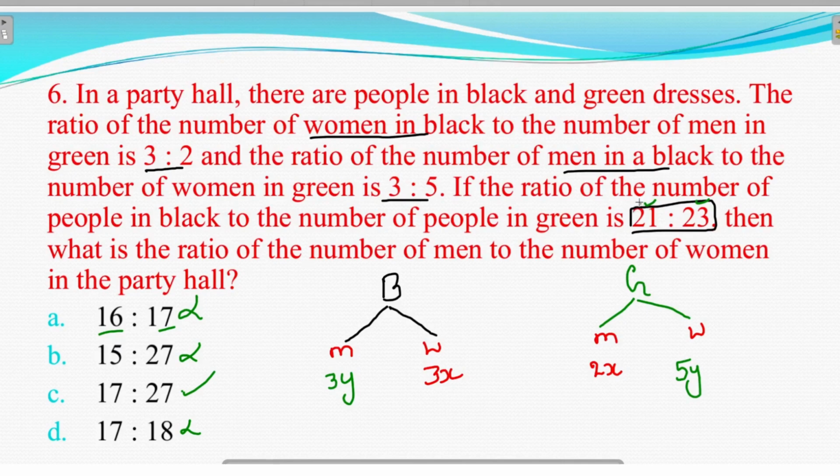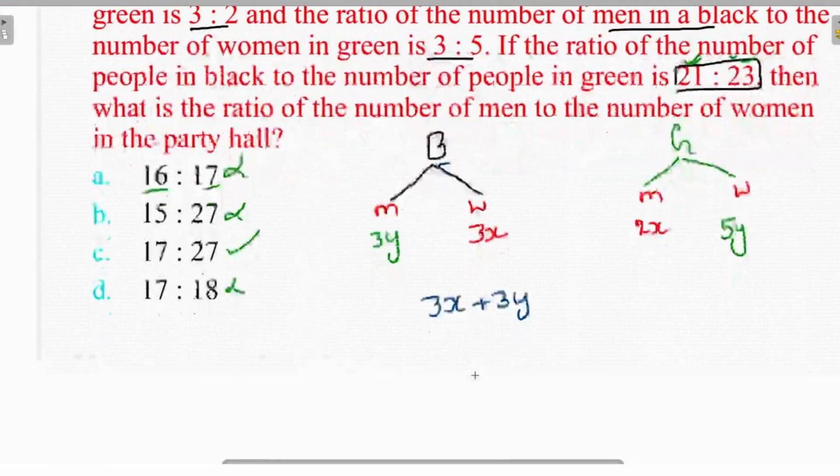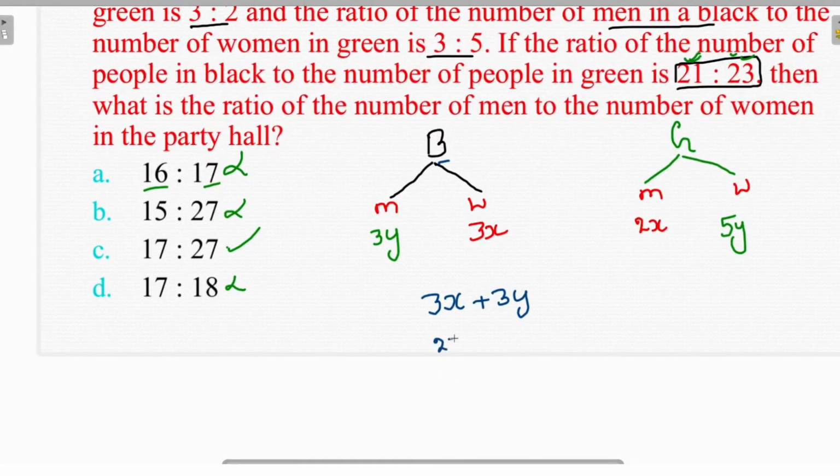Now this is the total number of people wearing each color. They have given how many people wear black color and how many wear green color. So black color will be 3x plus 3y, it is equal to the black total. Then green color will be 2x plus 2y. Total black color will be 21 and total green color will be 23, 21 and 23.